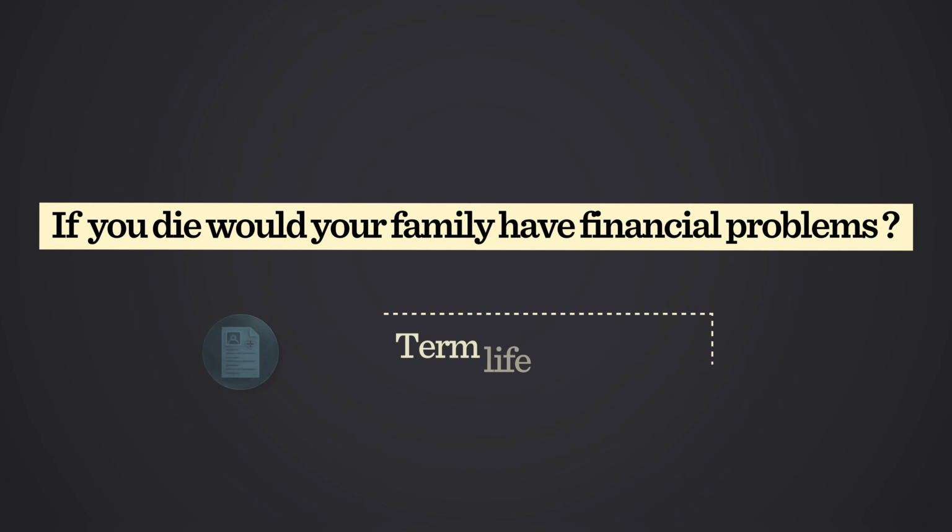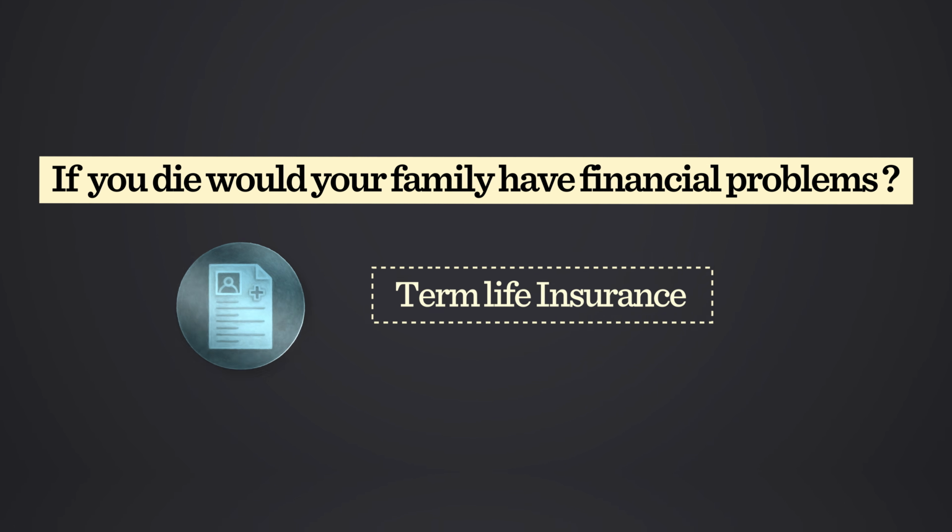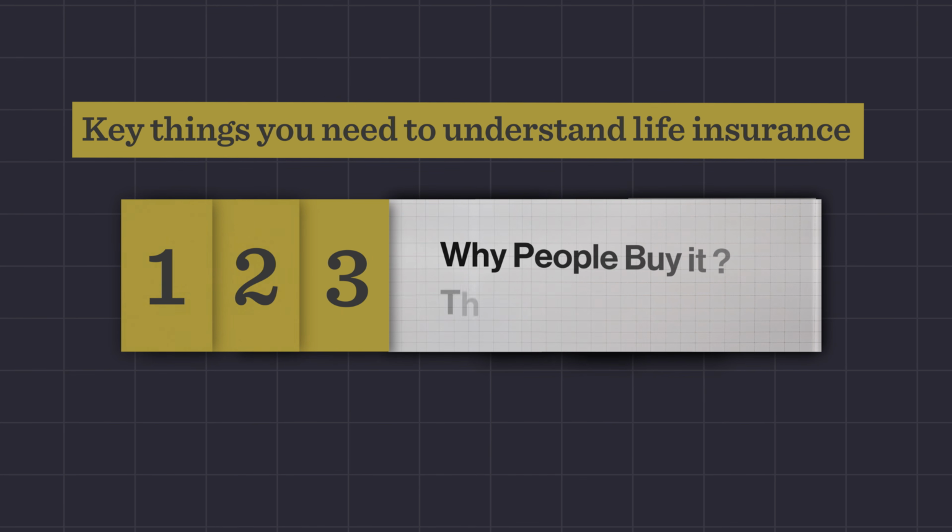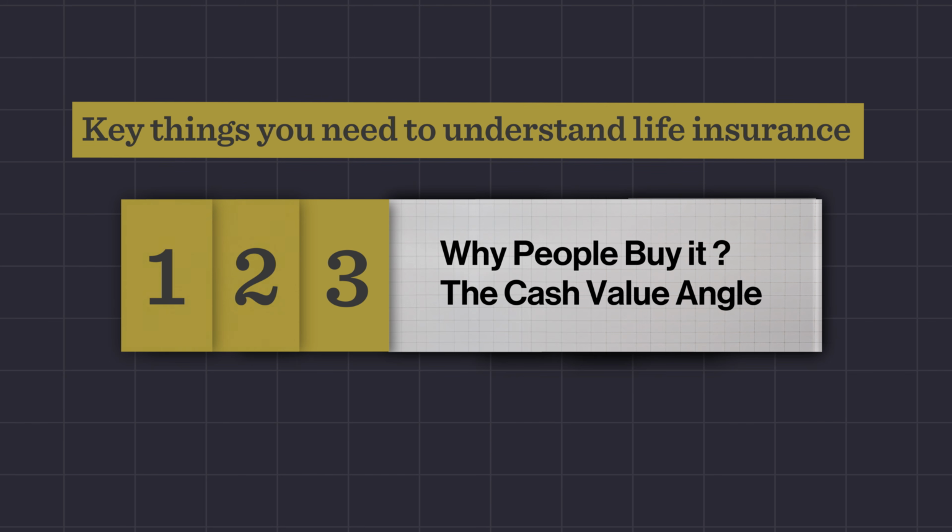If you die, would your family have a financial problem? If so, the simple way to solve that problem is with a term life insurance policy. Depending on your age, you could get a term policy for $1 million that lasts for 20 years, and it might only cost you $1,000 per year. And how it works is if you die during that 20-year period, your family gets $1 million, and that's paid out income tax-free.